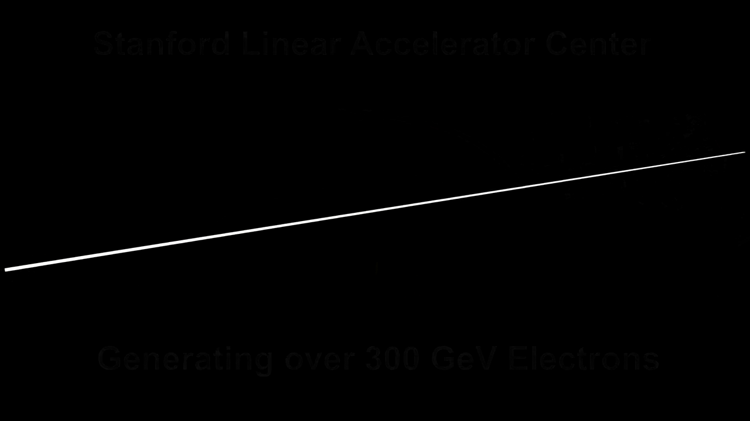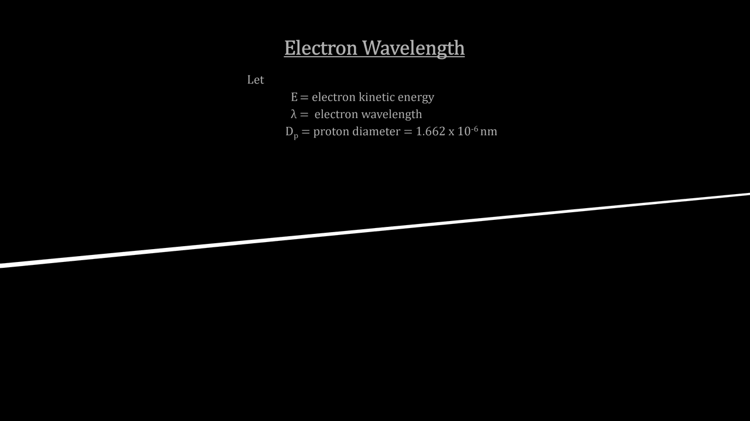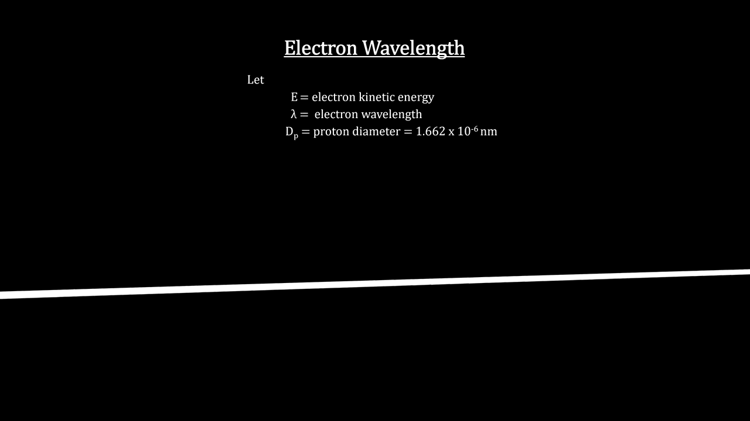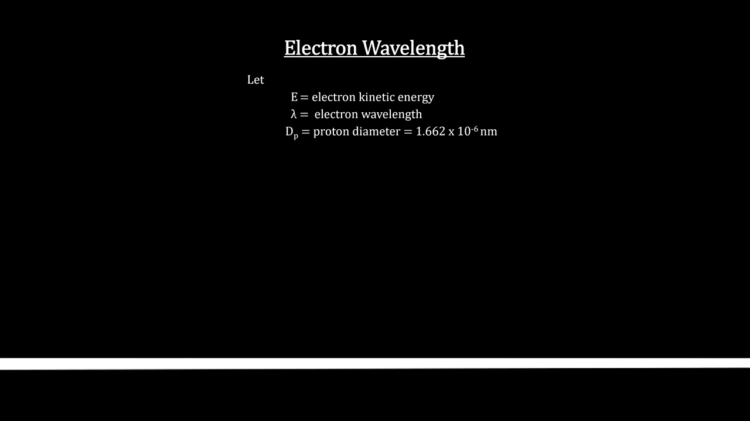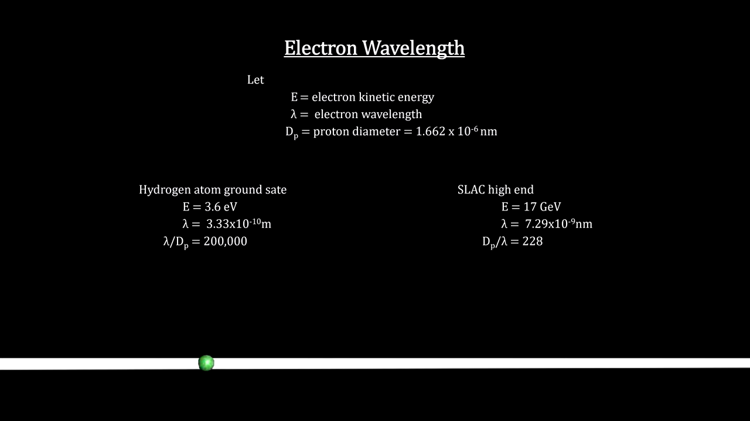You cannot probe inside a proton with a large wavelength electron. Remember that the wavelength of an electron in its ground state around a hydrogen nucleus is 200,000 times larger than the diameter of a proton. But if an electron's velocity is large enough, making its de Broglie wavelength small enough, it can.